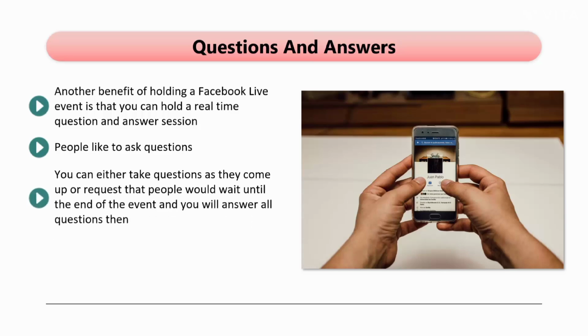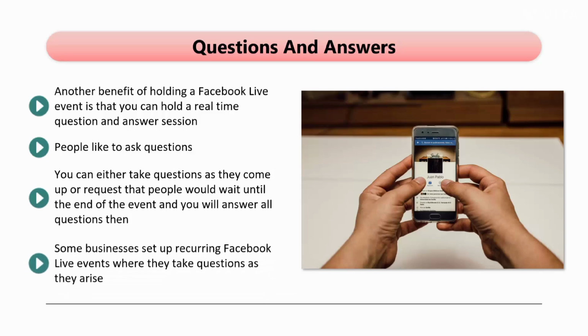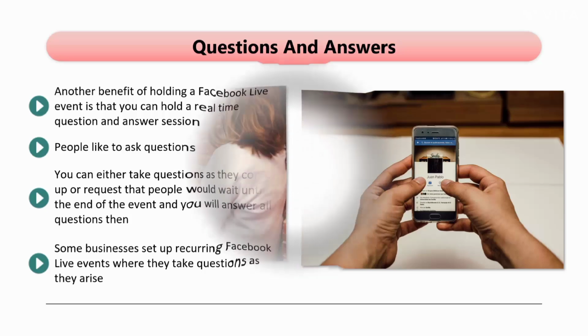You can either take questions as they come up or request that people will wait until the end of the event and you will answer all questions then. By waiting until the end, you will increase the chances of your followers watching the entire event. Some businesses set up recurring Facebook Live events where they take questions as they arise. Recurring events are good if you have a lot of content to share with your audience. It is best if the content is different each time and not a repeat of what you have presented already.